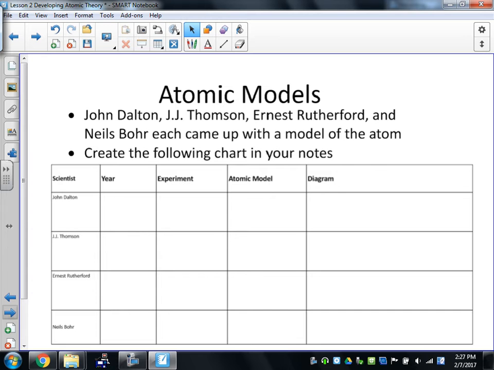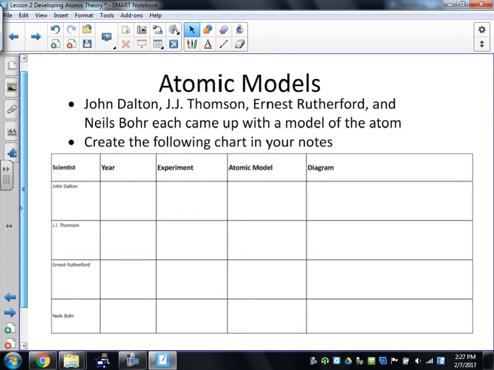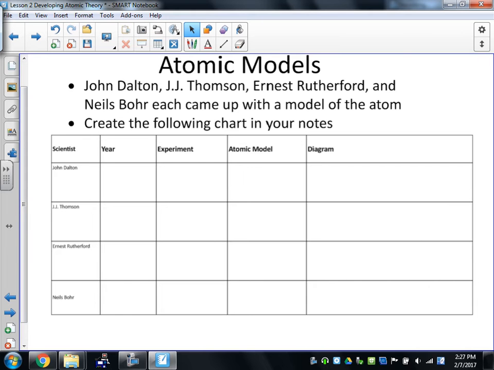Okay, so here's what we're going to do. We're going to make this little table in our books here. You don't have to write this part down here, guys, at the top. Just know we're going to do Dalton, Thompson, Rutherford, Bohr. And if you want, I'll write those out a little bit bigger for you. So let's make this table, and I know it's kind of small, but we'll go through these. This is what you're going to fill in from the notes coming up.